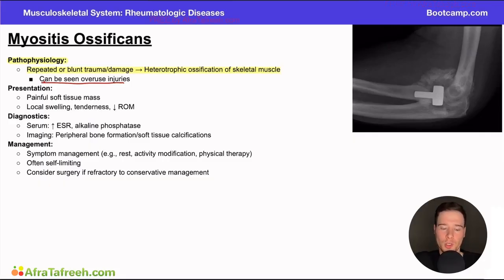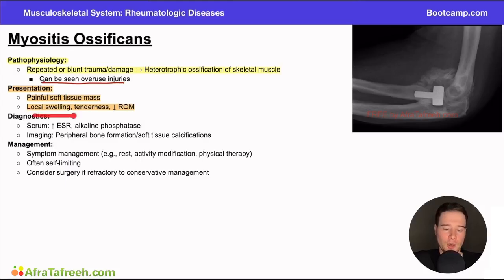Now, when we draw our attention to the presentation here, it's going to present as a painful soft tissue mass. It can present as local swelling, tenderness, and a decreased range of motion. So think about it, right? If we have soft tissue that now has bony formation around it, what's that going to do to the range of motion? Well, it should restrict that range of motion. It should make sense, right? If we have a bunch of bone forming around the knee, we shouldn't be able to move the knee as much compared to when we have the soft tissues.